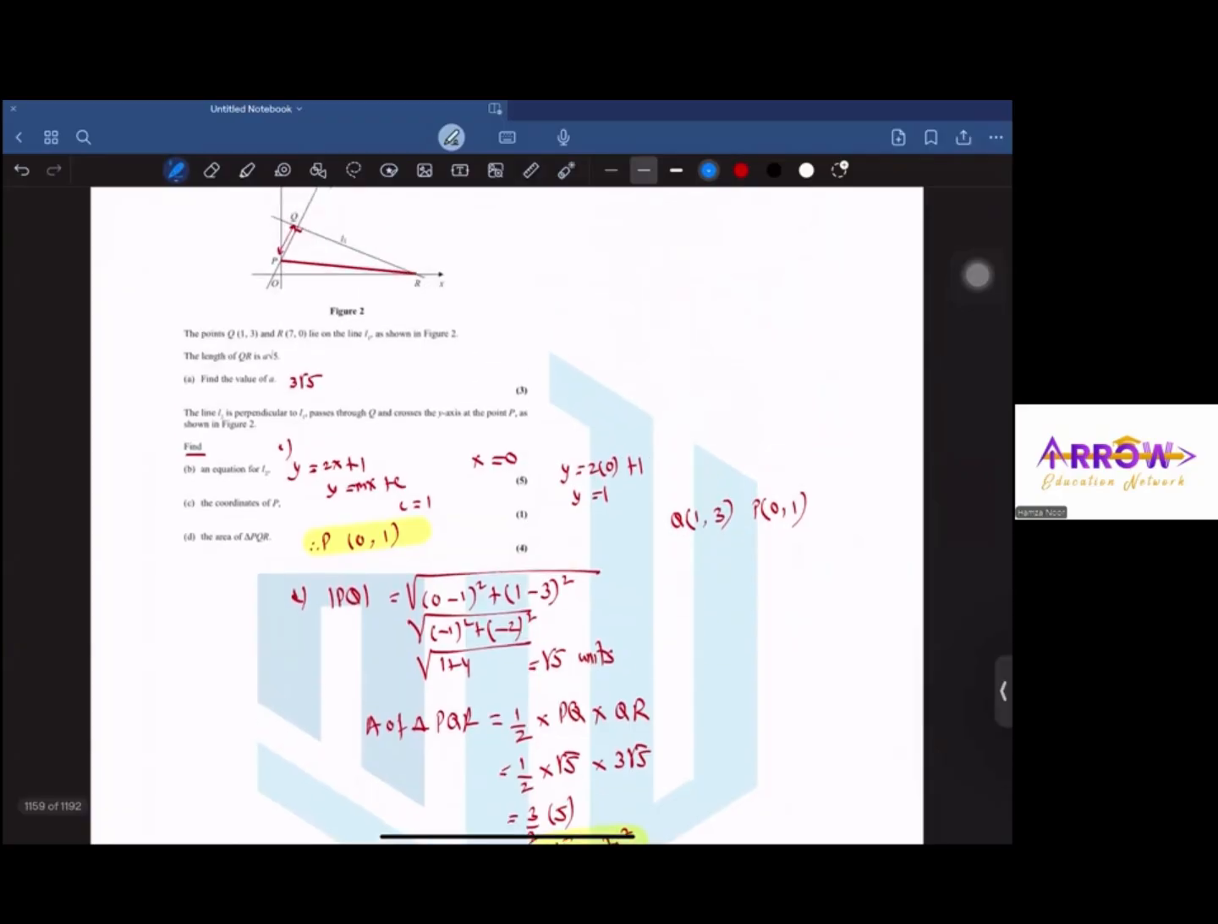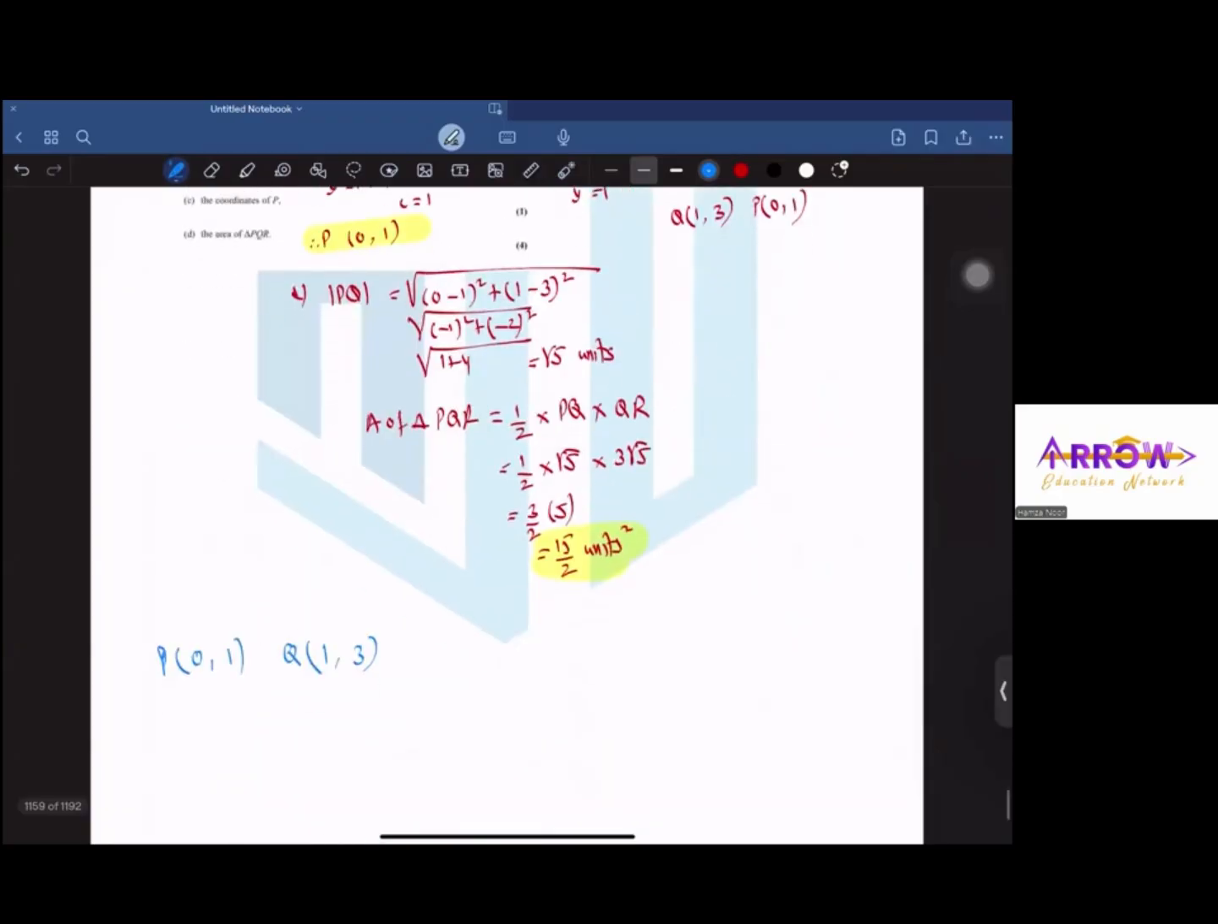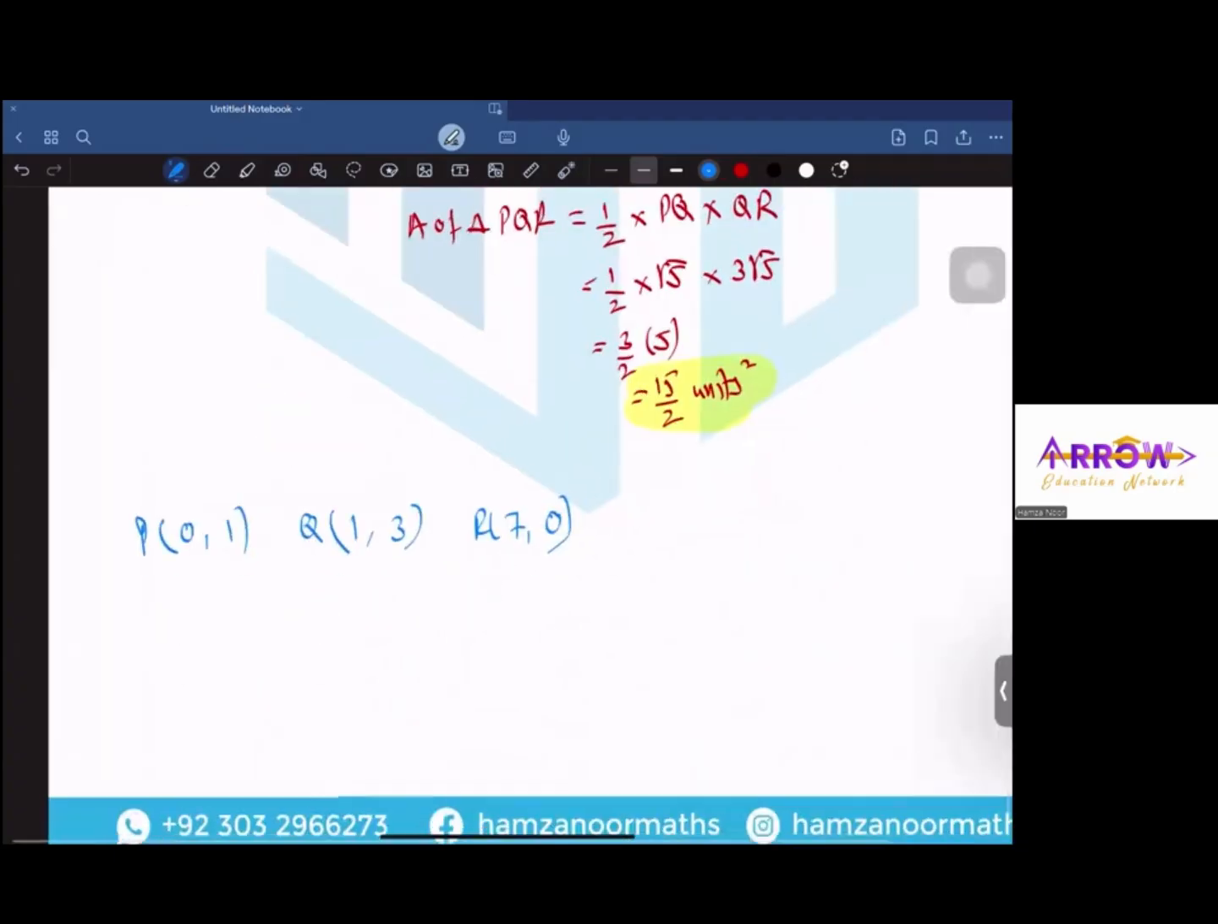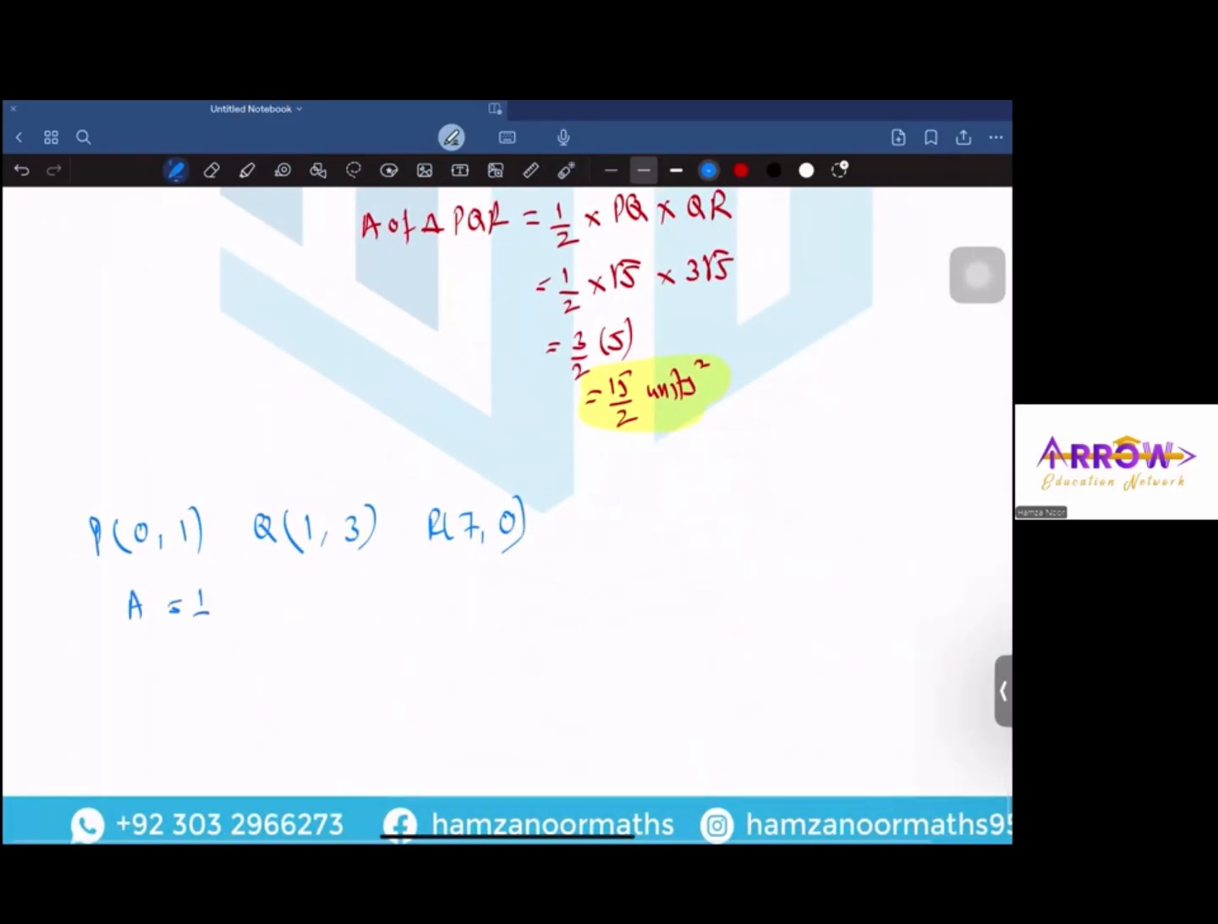R is 7, comma 0. All right. So, area by the shoelace (shoestring) method. Area is equal to half multiplied by what? X1 Y1, meaning 0, 1, then X2 Y2, meaning 1, 3, then X3 Y3, meaning 7, 0, and then you come again to the starting point, which was P over here, so 0, 1 again. And then you close this modulus sign.